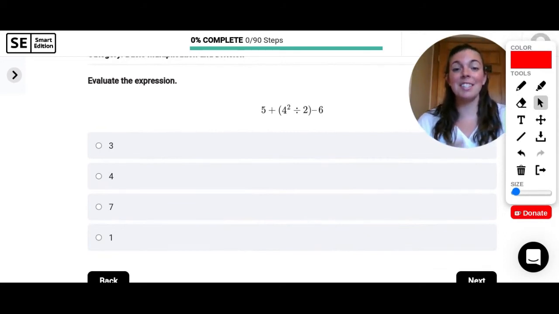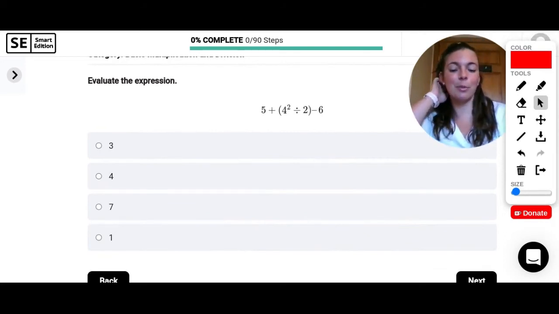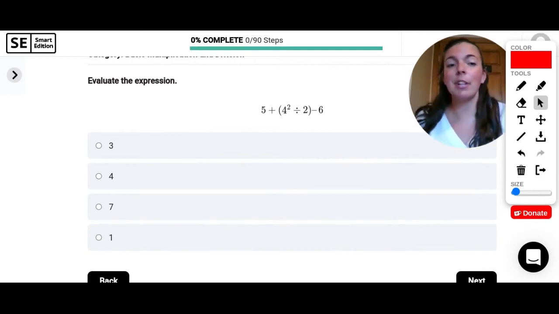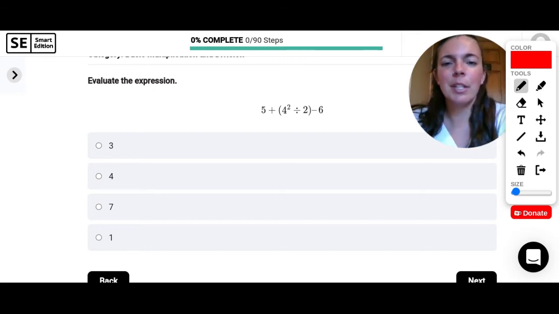Okay, here's another order of operations. This is a great one for you to try on your own. If you want to pause the video, give this one a shot, and then come back and we can check. So order of operations, we're going to do the parentheses first, but I have that exponent within there. So let's simplify that. 4 squared is 16. Divide by 2. And then we have a minus 6 at the end.